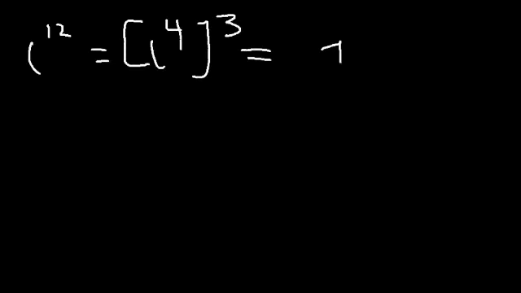So for example, i to the 12th is 1 as well. It's i to the 4th raised to the 3rd power, since 4 times 3 is 12, and 1 to the 3rd power is still 1.